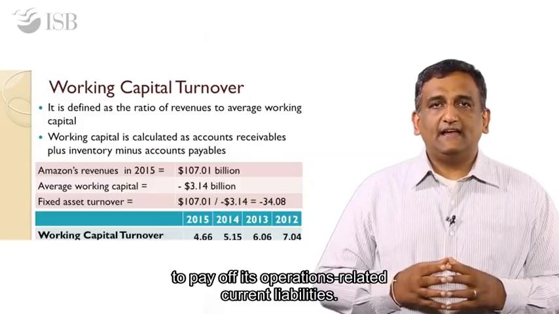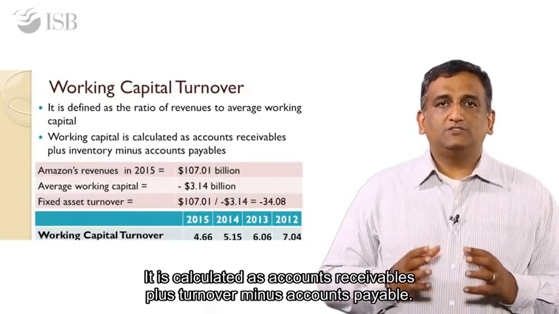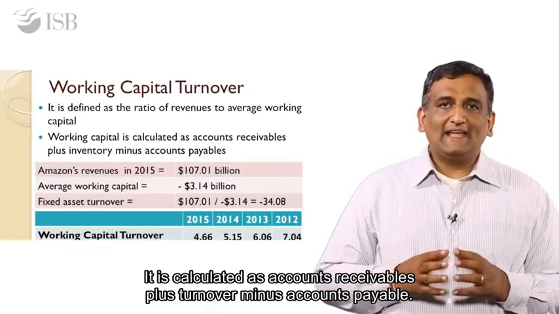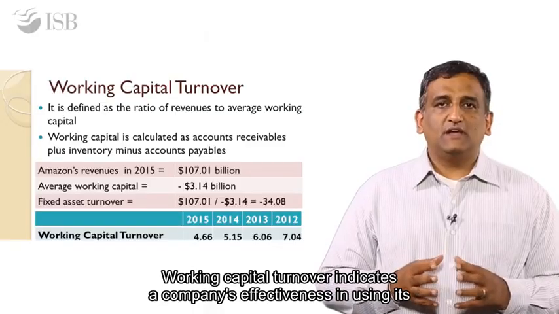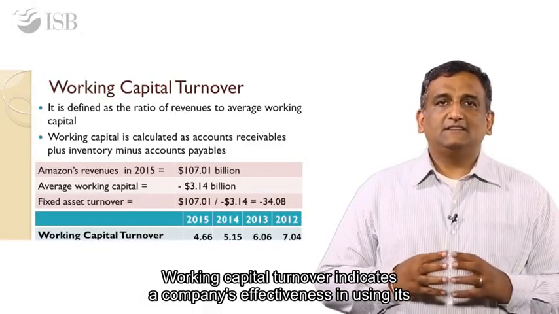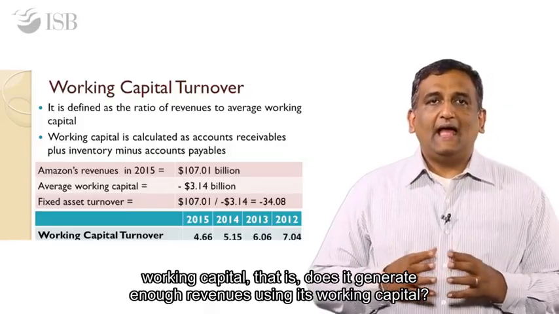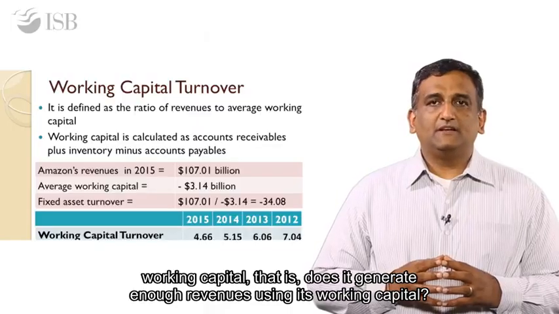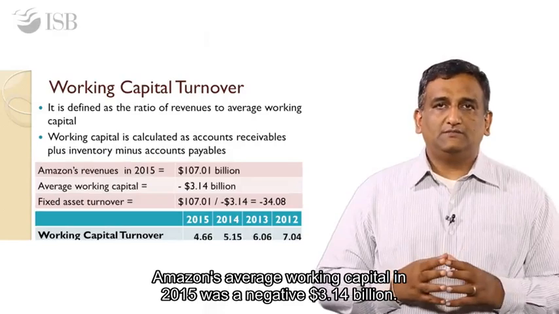It is calculated as accounts receivable plus inventory minus accounts payable. Working capital turnover indicates a company's effectiveness in using its working capital, that is, does it generate enough revenues using its working capital. Amazon's average working capital in 2015 was a negative $3.14 billion.